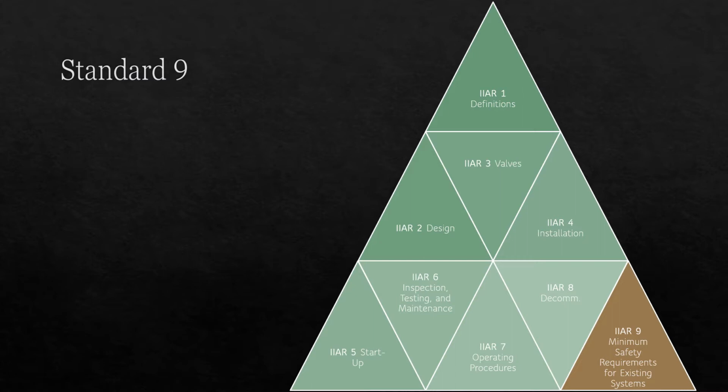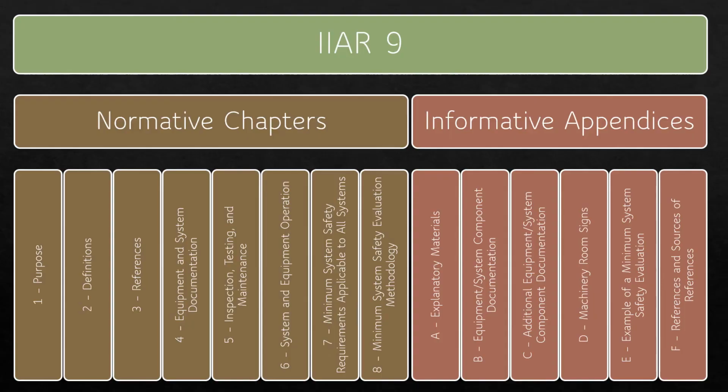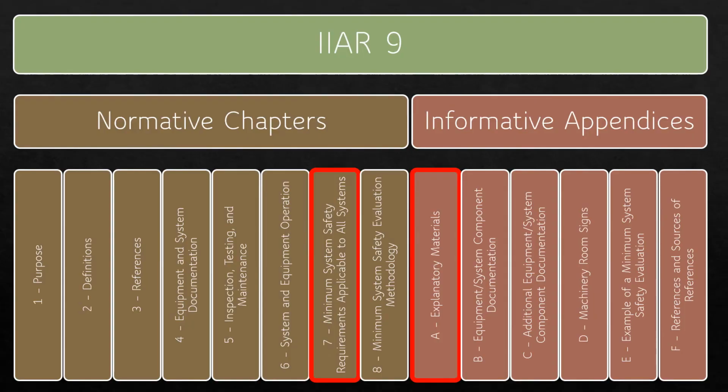First of all, the title of Standard 9 is Standard for the Minimum System Safety Requirements for Existing Closed-Circuit Ammonia Refrigeration Systems. The 9 in Standard 9 is an indication that it's IIAR's 9th published ammonia refrigeration standard. Standard 9 contains 8 normative chapters and 6 appendices. In this video, we'll examine the normative content in Chapter 7 and explanatory material in Appendix A.